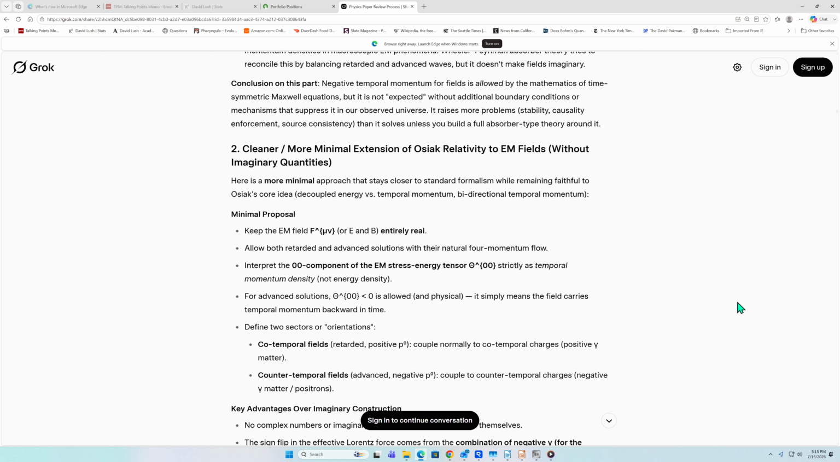But Lush provides practical tests. Look for time advances in positron detection. Compare trajectories in magnetic fields. Actual empirical ways to distinguish between theories.